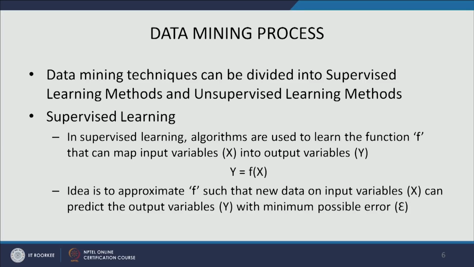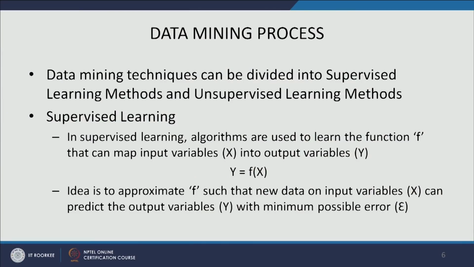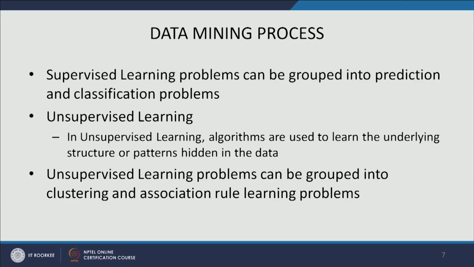Now the main idea behind this is we want to approximate a mapping function f such that new data on input variables can be used to predict the output variables y with minimum possible error. That is the main idea. So the whole model development that we do, and this learning of the function, is performed so that on new data we are able to predict the outcome variables with minimum possible error. Supervised learning problems can be further grouped into prediction and classification problems that we have discussed before.